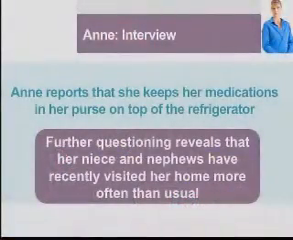Is someone else getting her medications and she's not aware of that? She reports she keeps her medications in her purse on the top of the refrigerator. After further questioning, it reveals that her niece and nephews have recently been visiting their wonderful Aunt Ann much more often than usual.